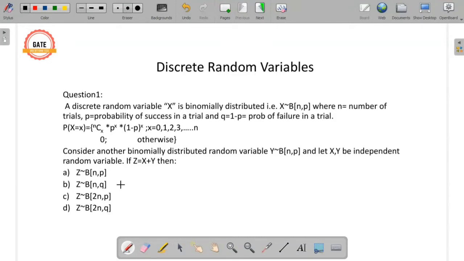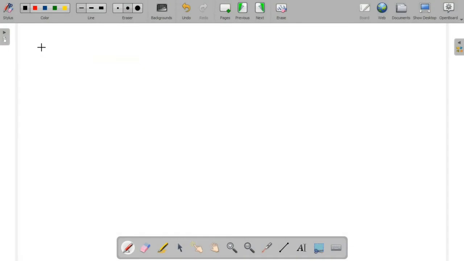To all the students, I request you to pause the video for 2 minutes here and solve this question, and then only go for the solution. So now we will go to the solution of this problem. Firstly, I will begin with explaining what this means.